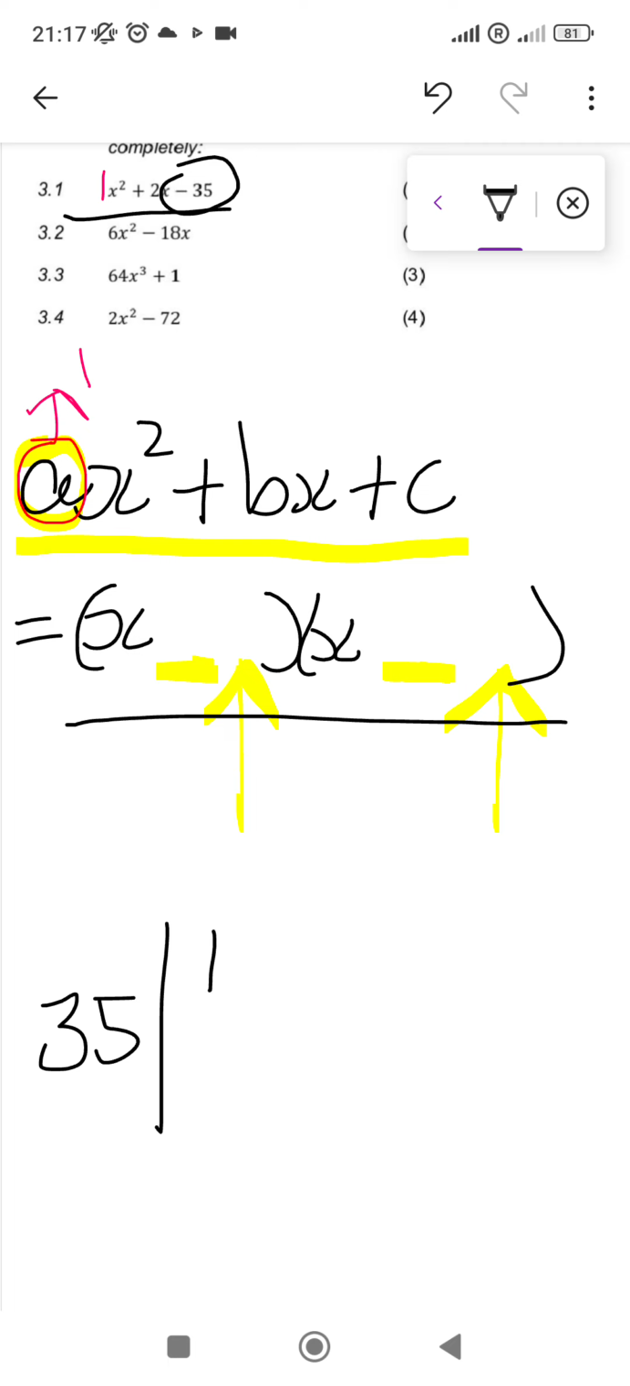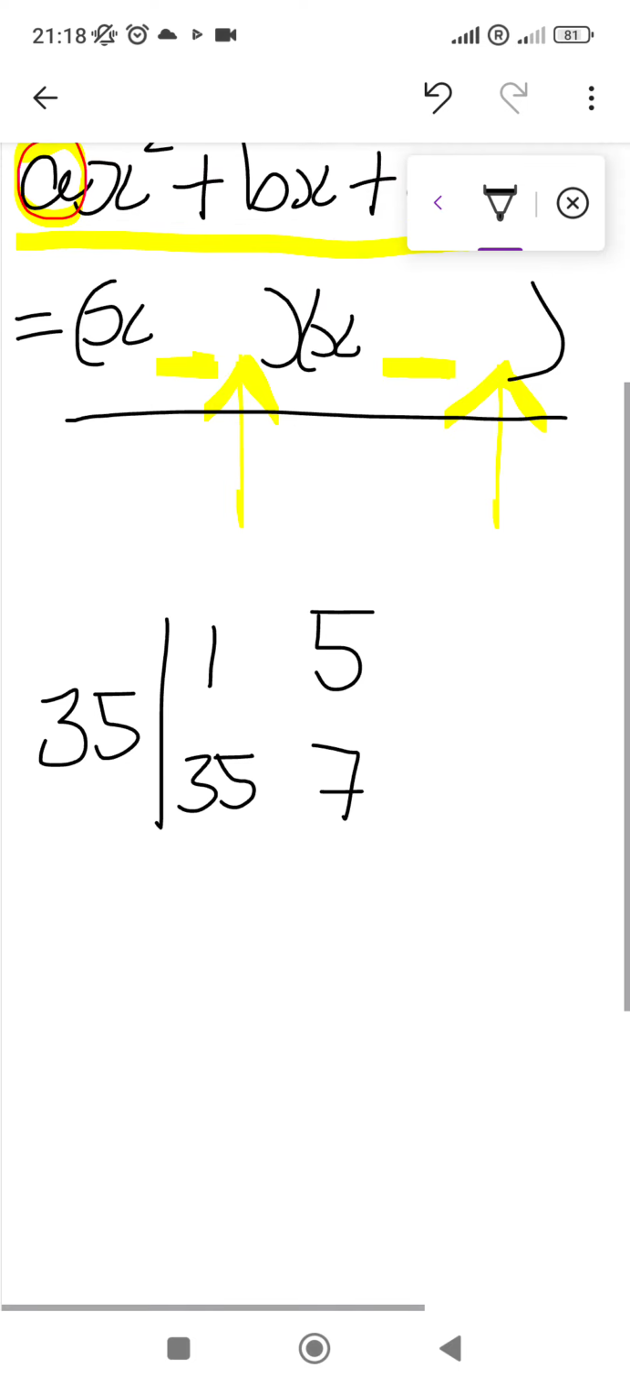So 1 times 35 gives you 35. 2 can't go in there. 3 can't go in there. 4 can't go in there. 5 goes in there, 5 times 7. 6 can't go in there. So we have all of the factors. Okay, so we wrote down the factors of our constant. Next, we're going to look at these pairings.